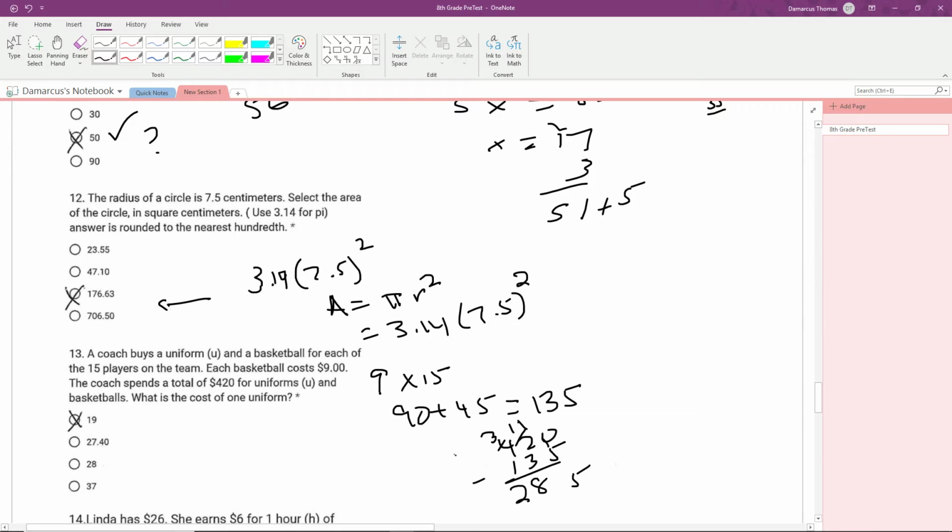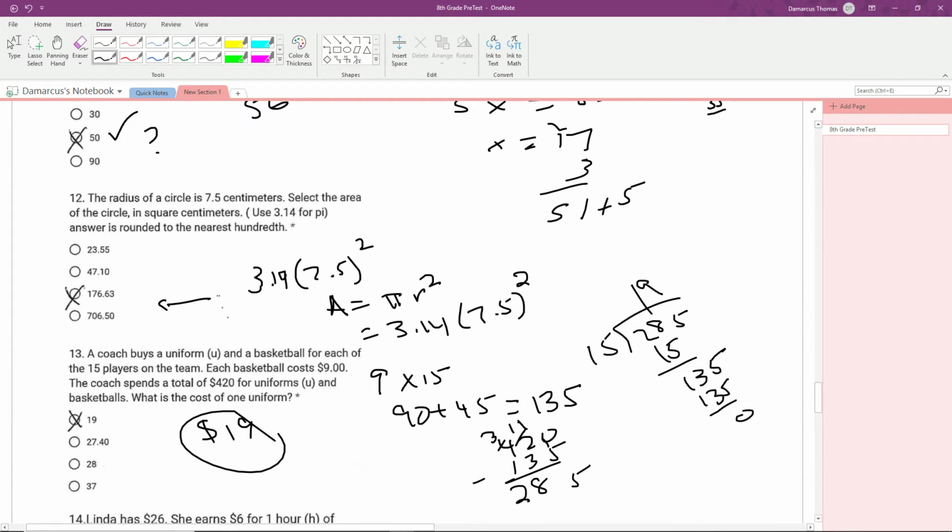So we got 285 left for the uniforms, and divide that by 15. See how much can each uniform cost. It goes in there one time. And what are we getting? 13 left. Okay. And I believe that's going to be 9. And we're getting, so $19 can be spent on each uniform after that.